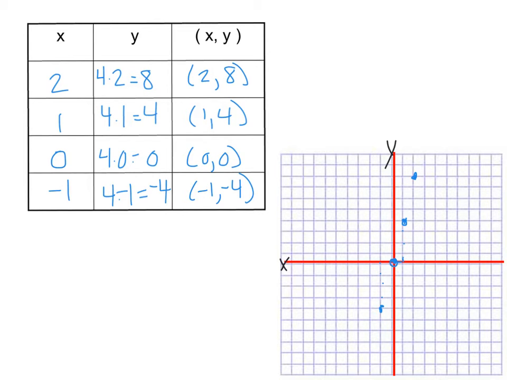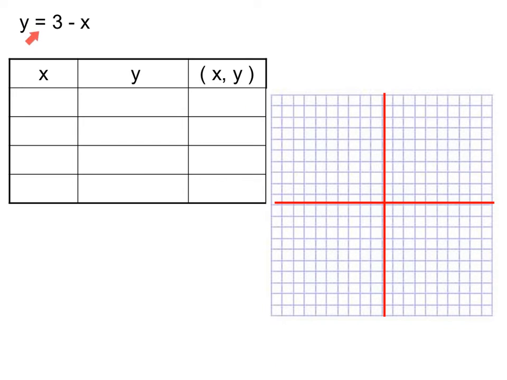And then I'm going to very carefully connect my dots. Let's see if I can make it a straight line. And I'm going to add my arrows to it. And my graph is correct because it came out to be a straight line, which is what I was trying to get. That was the effect.